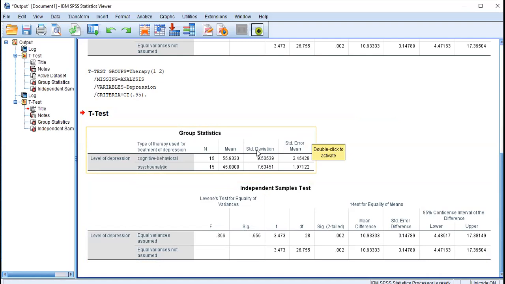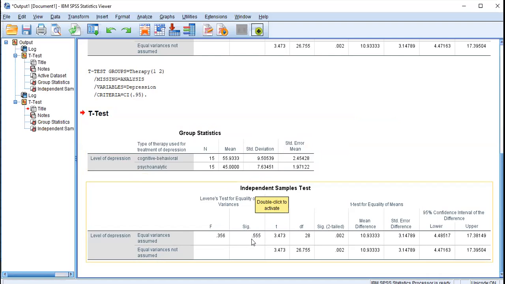If the variance is significantly different, the significance will be 0.05 or less, and we'll be taking row 2 for the value of t and significance. Here in our case, the value of significance is more than 0.05. It is exactly 0.555. This means that we have to consider row 1 here. I suppose we got the point.